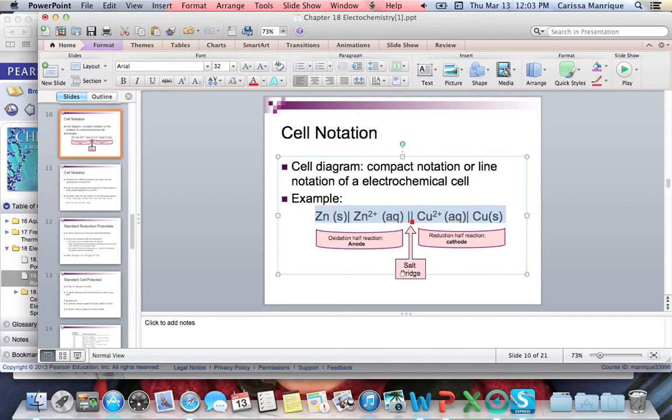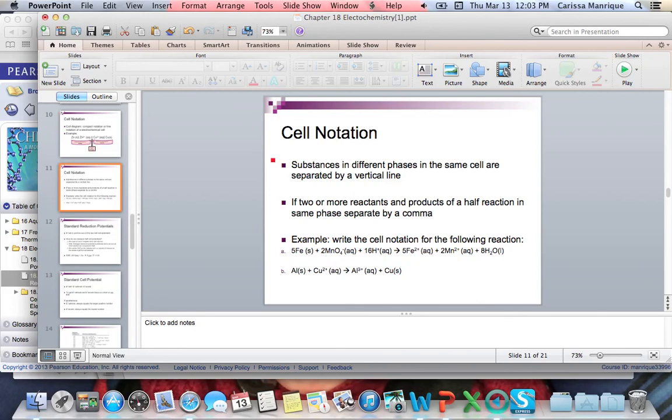And you're separating them here. This indicates a salt bridge. This is how it's always written. And the next thing we're going to do in the next vodcast is look at how we put them into that cell notation.